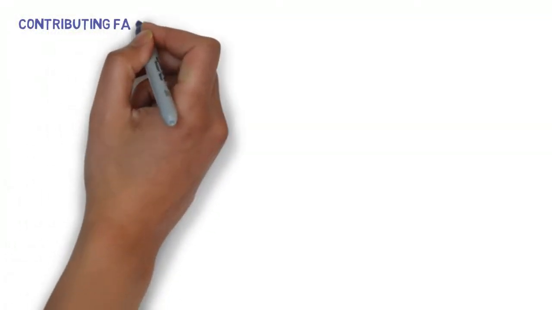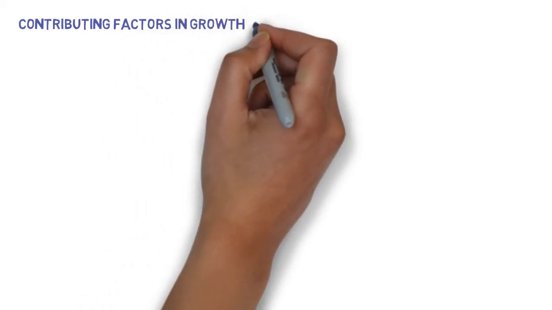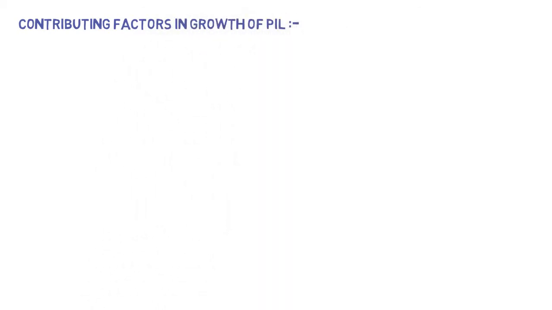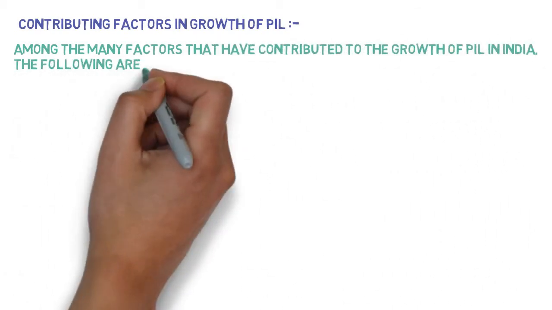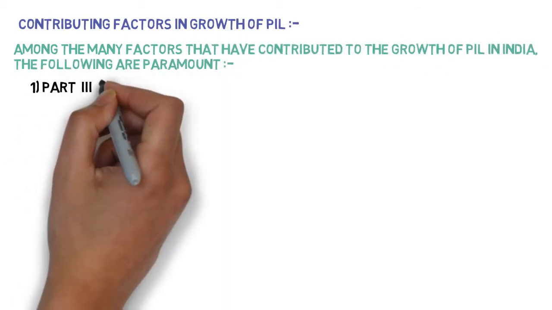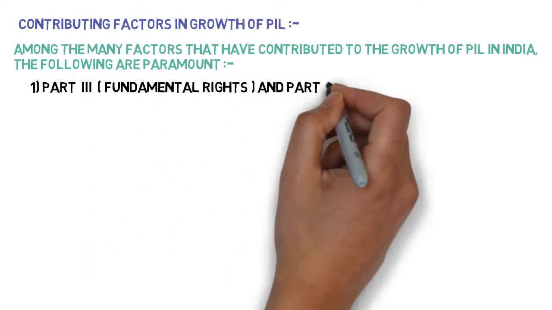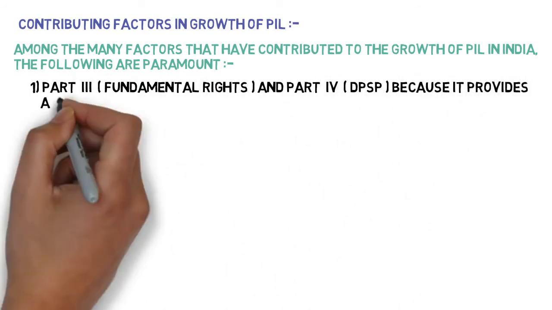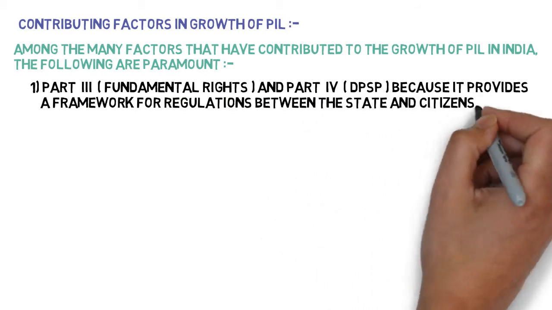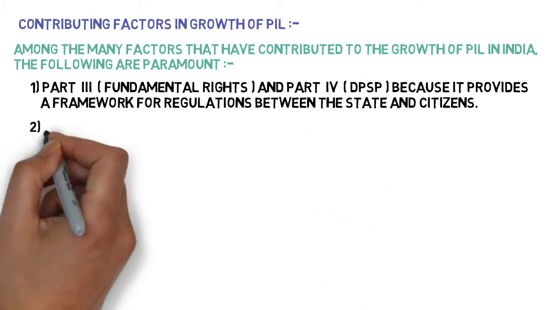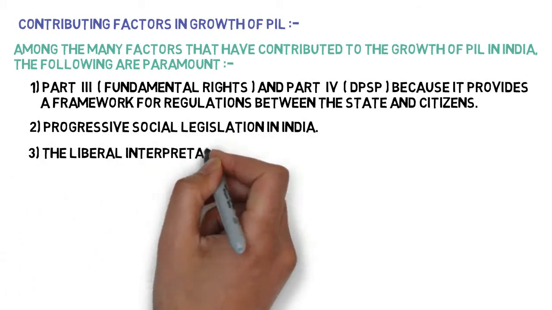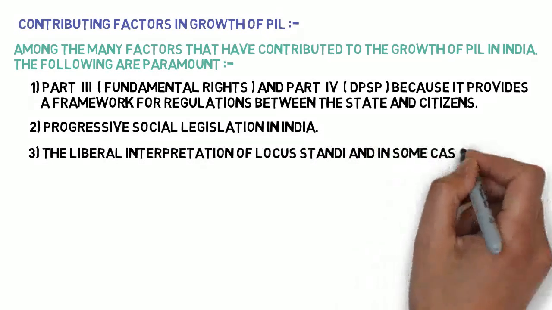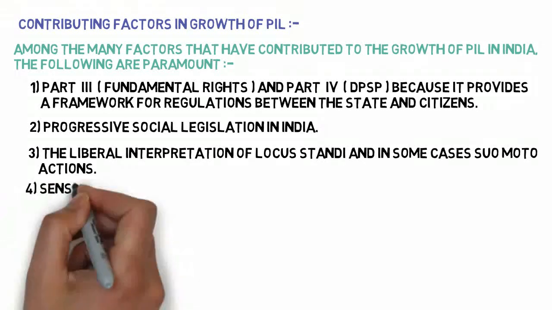Now, PIL is a concept that evolved over a period of time, and there are certain factors that contributed in the growth of PIL. Among many factors that have contributed in growth of PIL in India, the following are paramount. Part 3 and Part 4 of Constitution of India, because it provides a framework for regulation between the state and citizens. Second, progressive social legislations in India. The liberal interpretation of locus standi and in some cases suo motu actions by the courts.